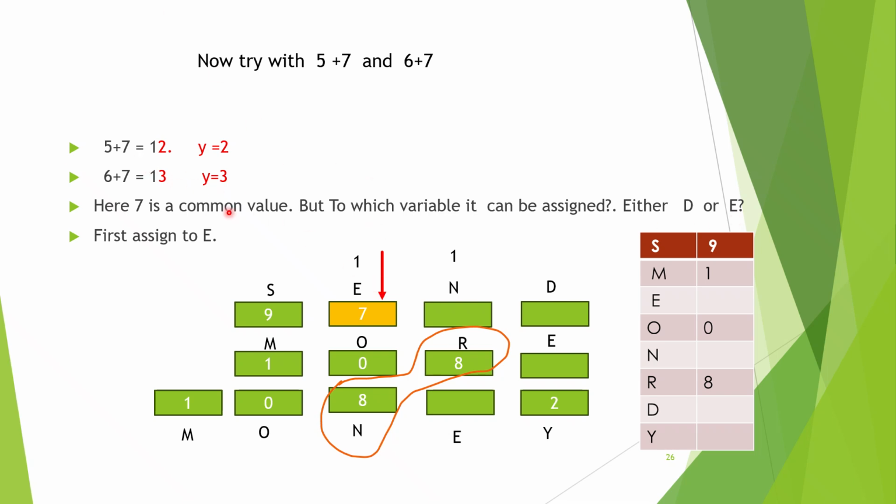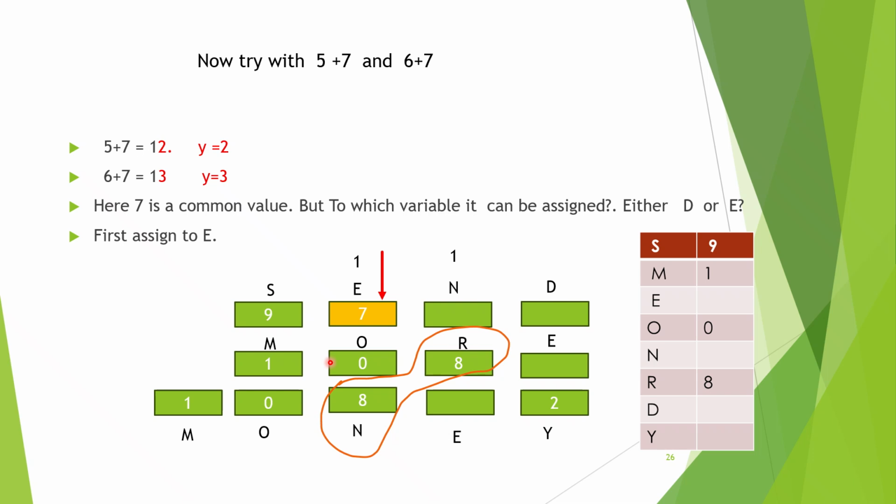Okay, first we assign 7 to E. So 1 plus 7 equals 8. But the problem is that the number 8 is already assigned to R. For R we have already assigned the value 8. So this one is wrong. We cannot assign 7 to E.